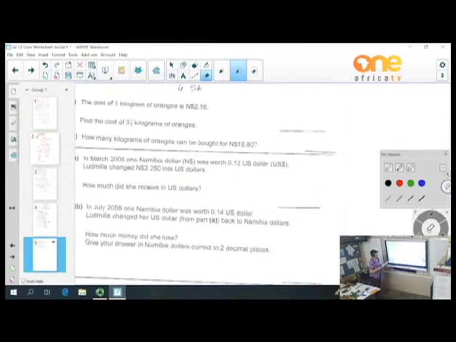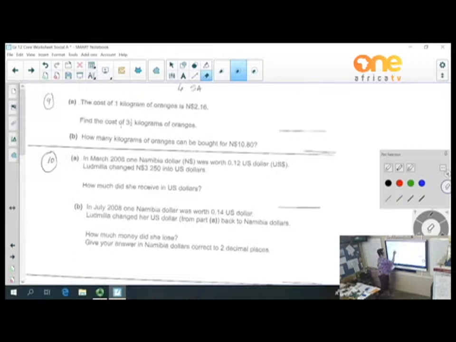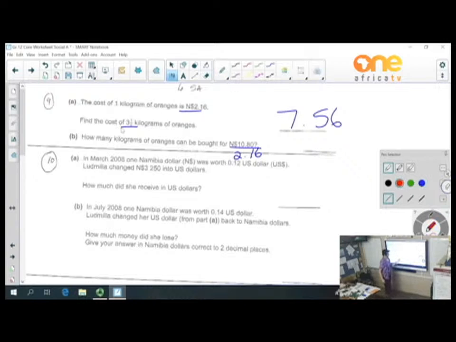The cost of 1 kilogram of oranges is $2.16. Find the cost of 3.5. So you just multiply it with that one. We just multiplied, and I got 7.56. Then how many kilograms of oranges can be bought for $10? What must we do now? You'll have to divide this one by 2.16. We'll have to divide that one then there. And what is it? Yeah, you can buy 5 there.